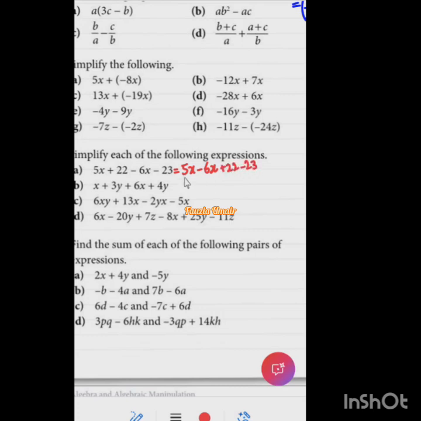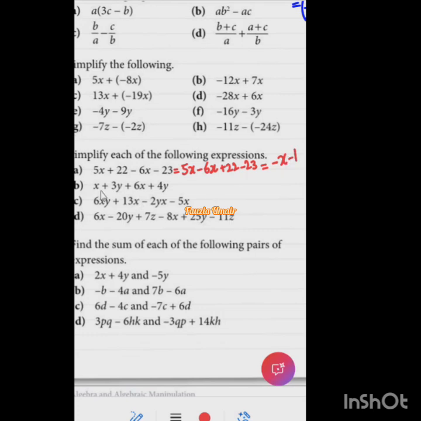So now what is 5x minus 6x? 1x, minus, minus x. Yeah, minus 1x. Usually we don't write 1, so we will write down minus x. So plus 22 minus 23 is minus 1. Very good. This would be your answer.